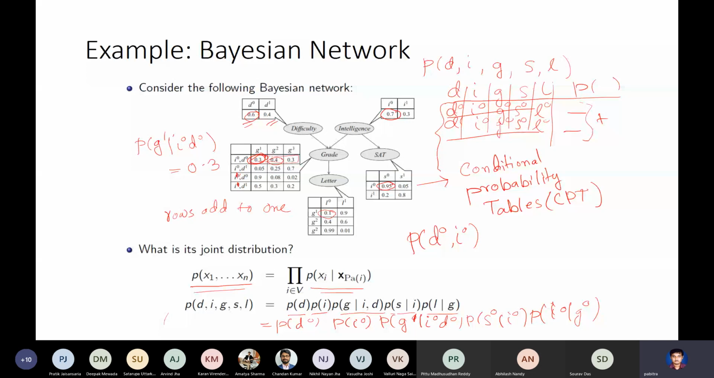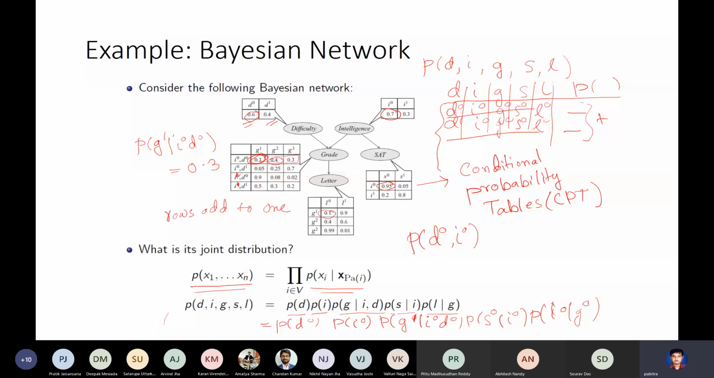So what is the advantage of this representation? Instead of all this graph and CPTs, you might as well store the full joint distribution table. But that would take a large number of entries. The storage would be very high. It will take 2 to the power 4 into 3 entries. 2 to the power 4 into 3 is 16 times 3, which is 48.